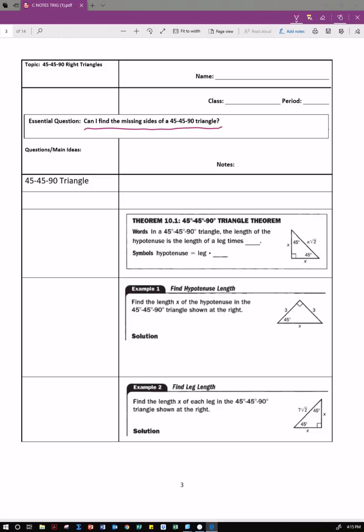So first of all, we should probably talk about what a 45, 45, 90 triangle is. Well, it's one angle is 90 degrees and two angles are 45 degrees. And so it looks like this. Two 45-degree angles, okay, and a 90-degree angle.